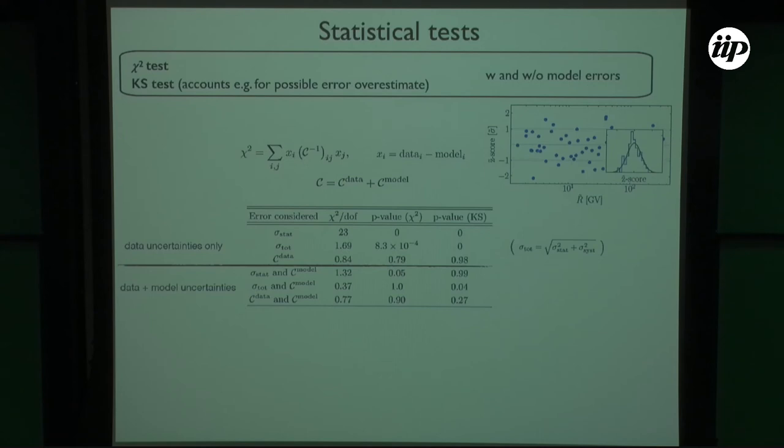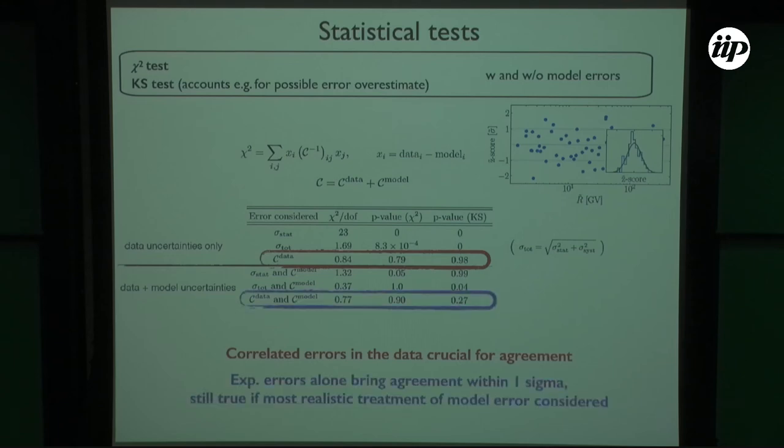If you include no correlation in the data, basically you are very, very far off. Okay? The p-value is basically zero. There is no way secondaries explain it. As soon as you include correlation in the data, you have a p-value of 0.8, 0.98, something like that. Forget about it. This is perfectly fine. Of course, you can also add theory errors, and you find an agreement within one sigma, basically.